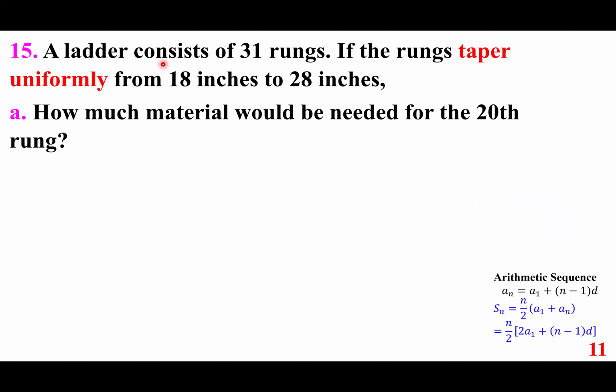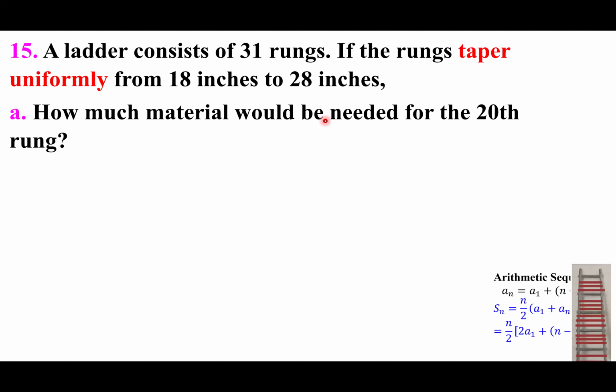A ladder consists of 31 rungs. If the rungs taper uniformly from 18 to 28 inches, that means uniformly it's 18 and it becomes larger and larger until it gets to 28 inches. And there are 31 of those. How much material would be needed for the 20th rung?